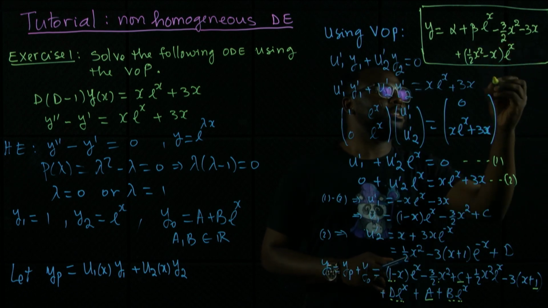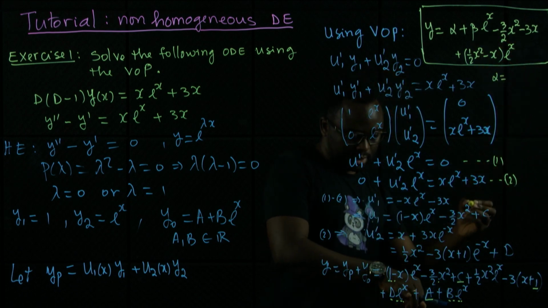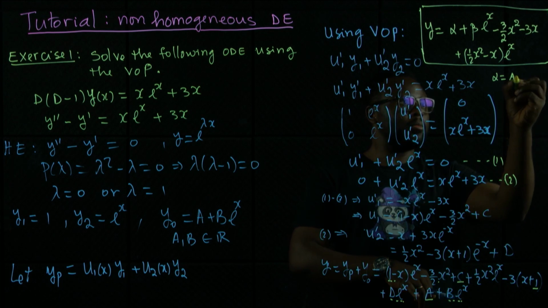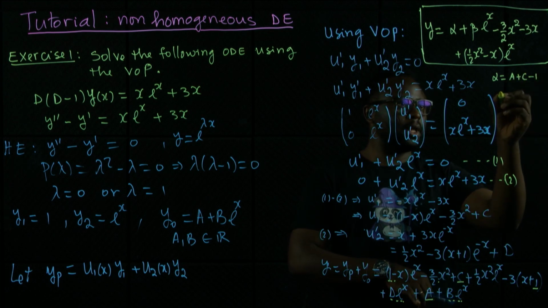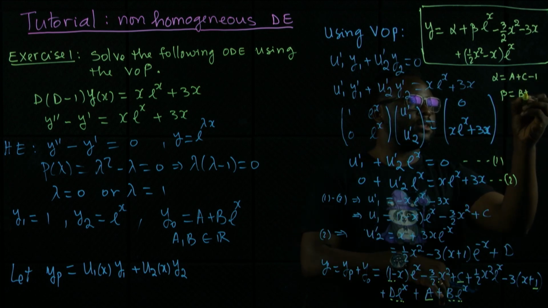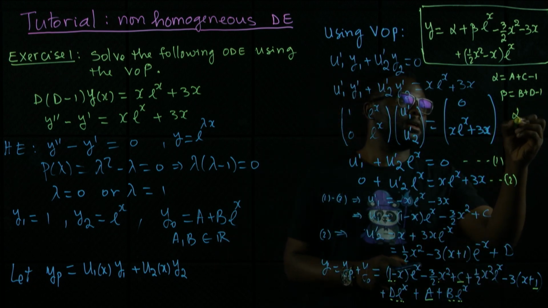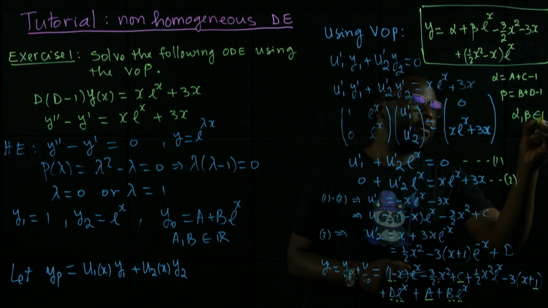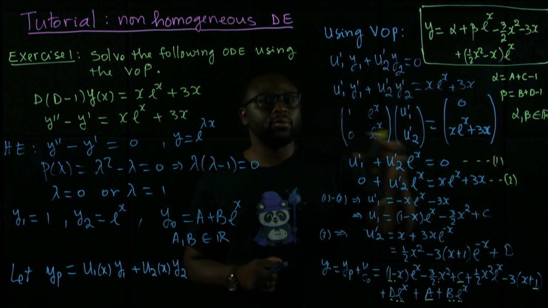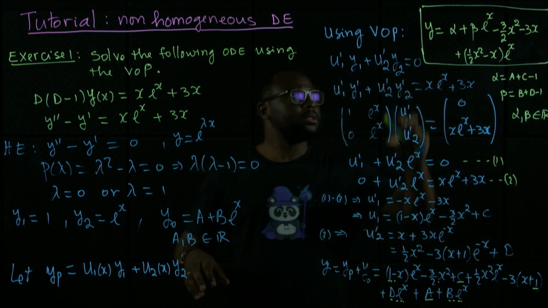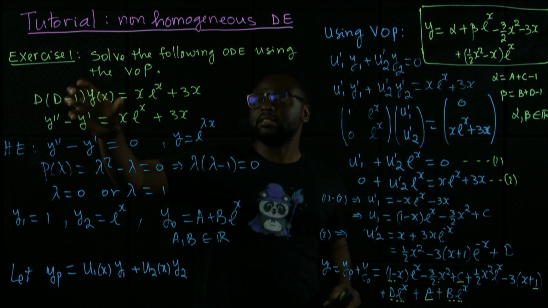Of course, to obtain this, we set alpha equal to a plus c minus 1, and beta is b plus d minus 1. Okay, so alpha and beta are real. So this is what we obtain. This is a general solution to this differential equation.